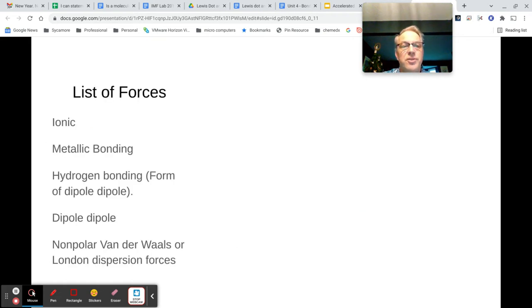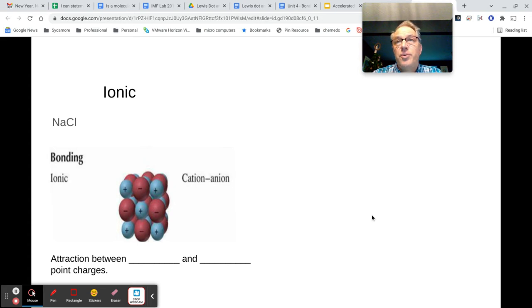So the list of the forces are ionic, metallic bonding, hydrogen bonding, which is a form of dipole, and then there's dipole, which we'll talk about. And then there's the nonpolar forces, such as van der Waals and London dispersion forces. Okay, so let's start with ionic.